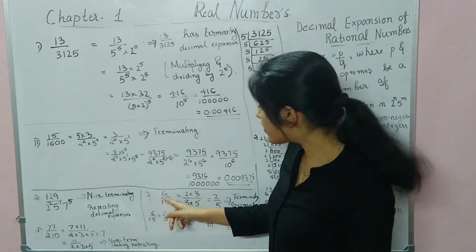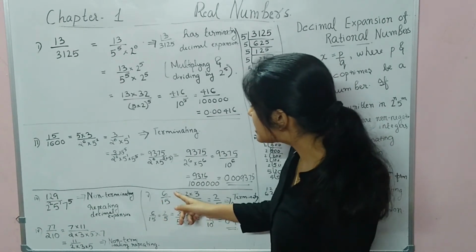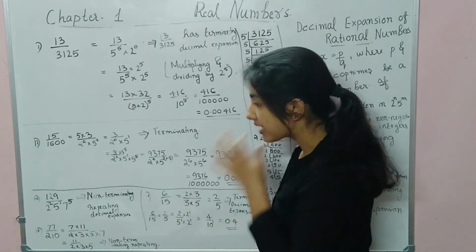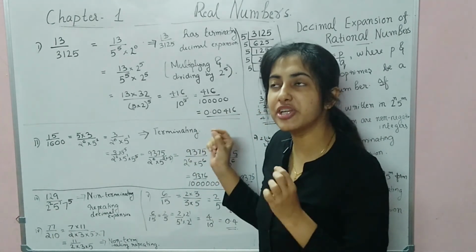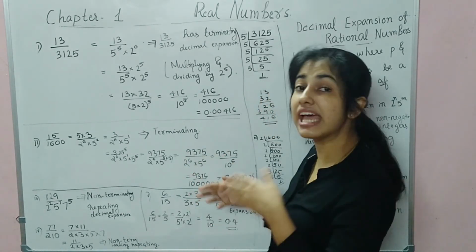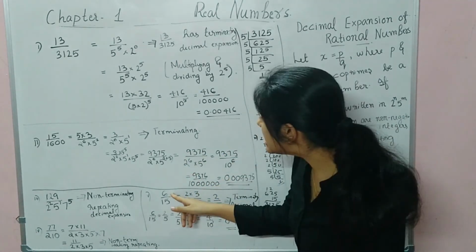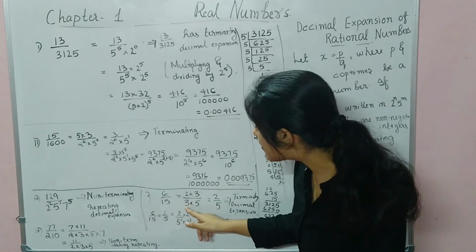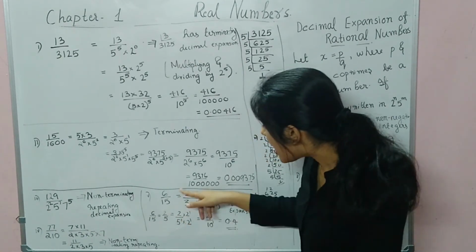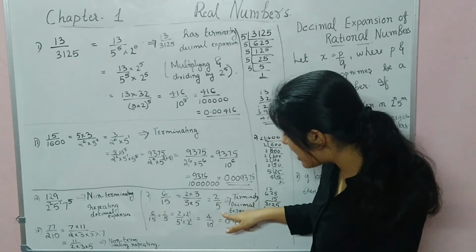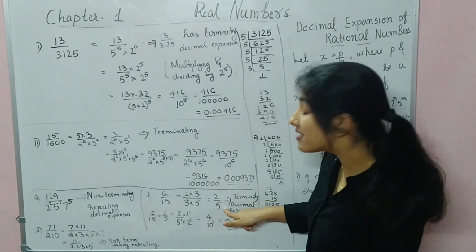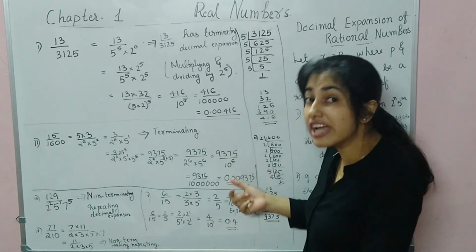And the last question in this section is 6 divided by 15. So first thing I have to do is I have to write the numerator and denominator in its simplest form after cancelling out the common factors. 6 equals 2 into 3 and 15 equals 3 into 5. After cancelling out the common factor, which is 3, I get 2 by 5. The denominator in this case is of the form 2 raised to n into 5 raised to m.